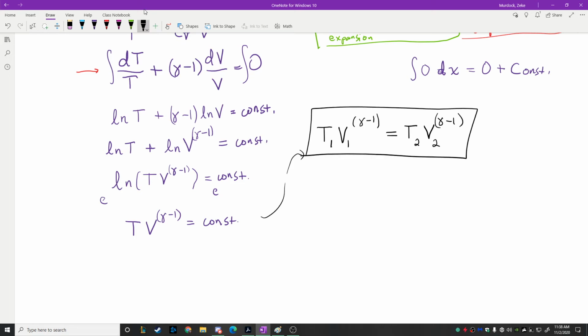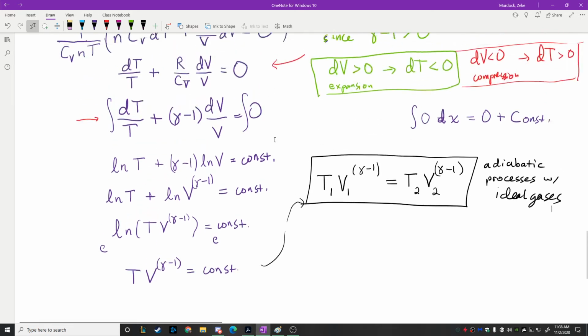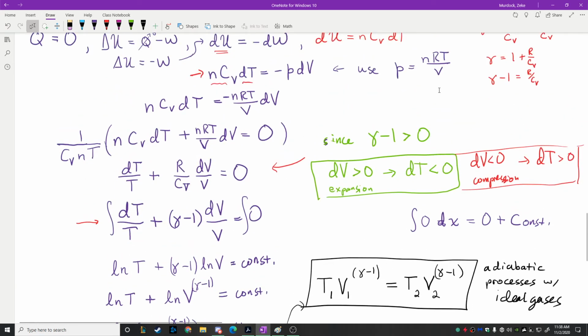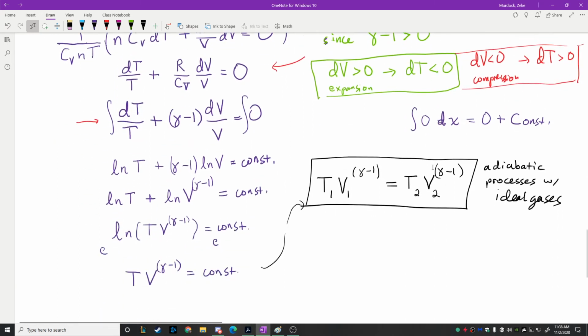And that relationship works for adiabatic processes with ideal gases. Because we did use the ideal gas law in this derivation, right? Yeah, right here. We used the ideal gas law. So this is only going to work for ideal gases.